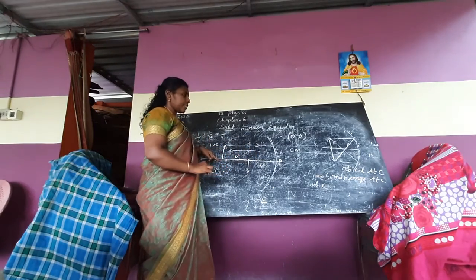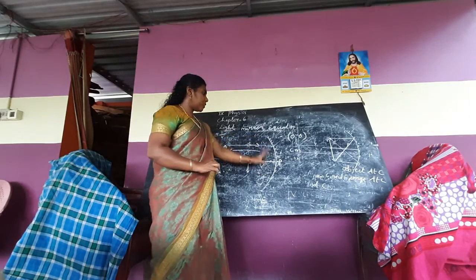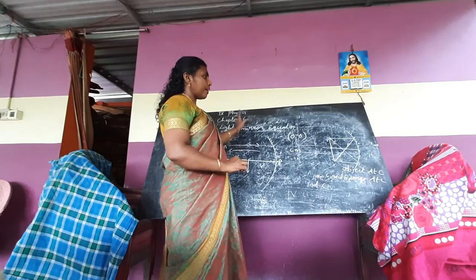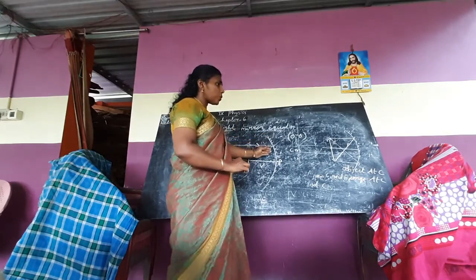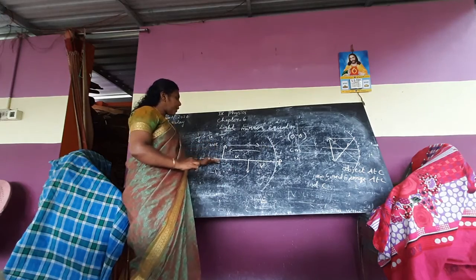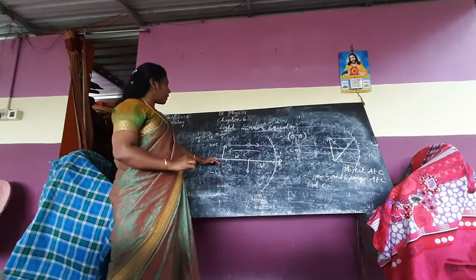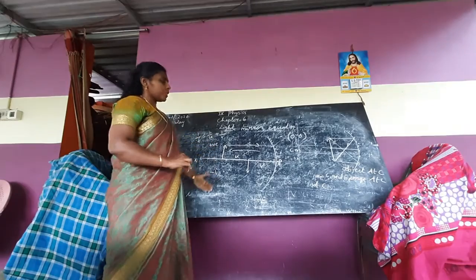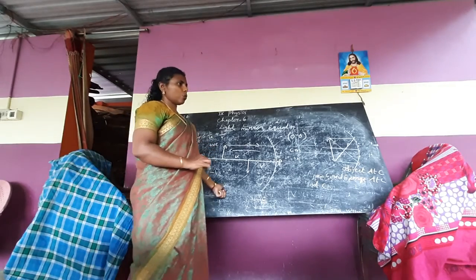Principal axis is taken as the x axis and the origin is taken as the y axis. And here incident rays are there. My incident ray direction is positive. Opposite to the incident ray direction is negative. Then the distance perpendicular above the principal axis is taken as positive and below the principal axis is taken as negative.